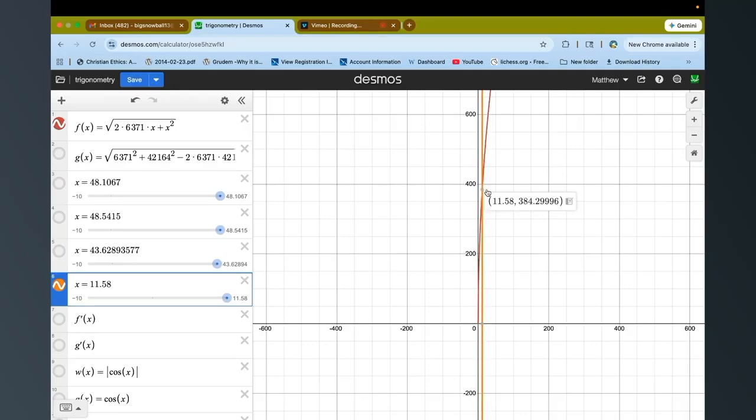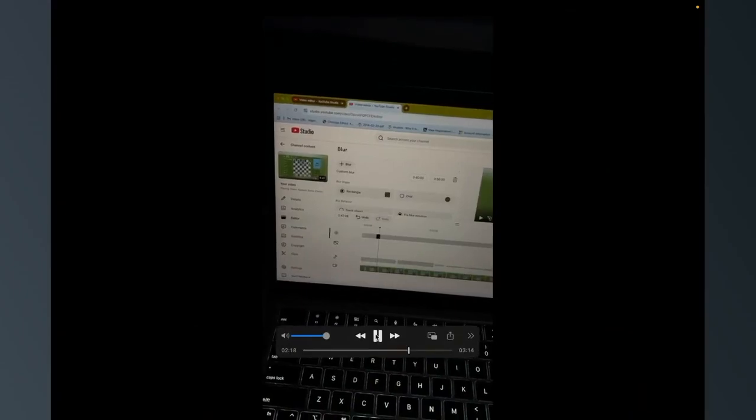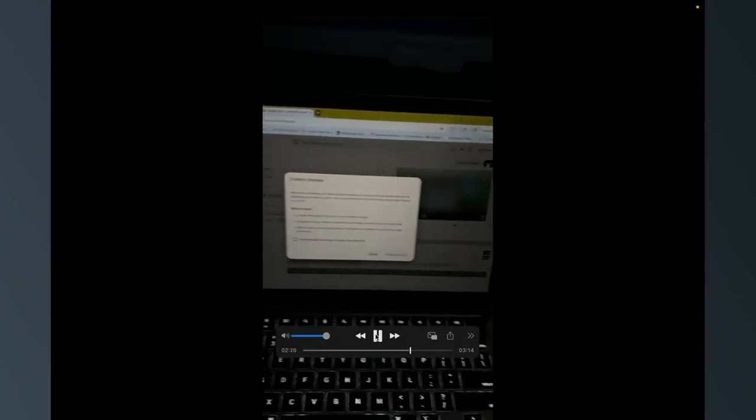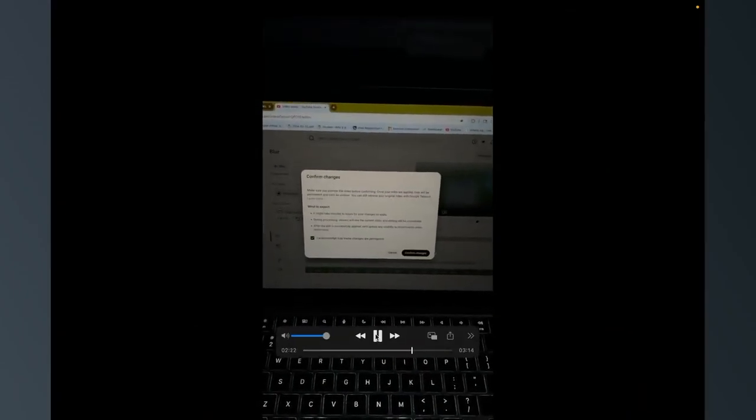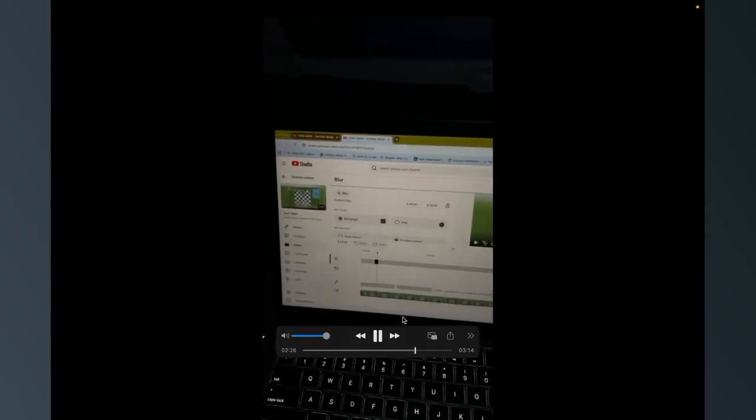So this is how you can calculate all the trigonometry in those videos. Again, this is how long it took light to travel from the satellite to the plane to the ground station.